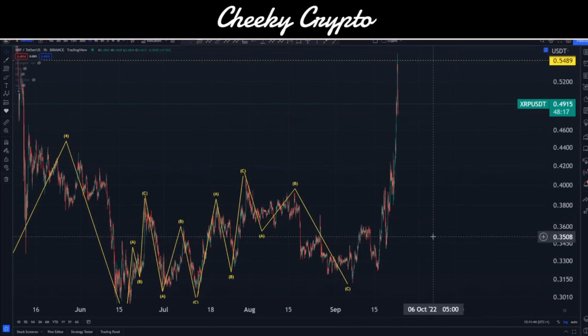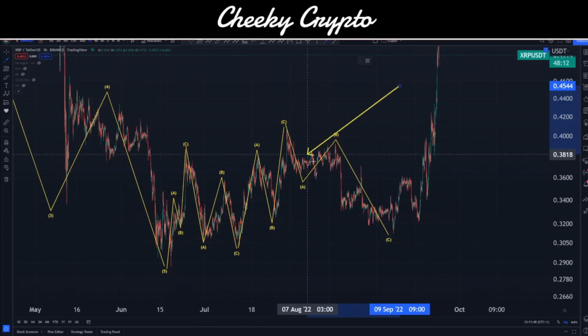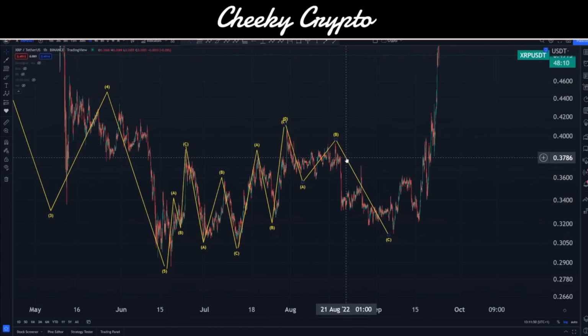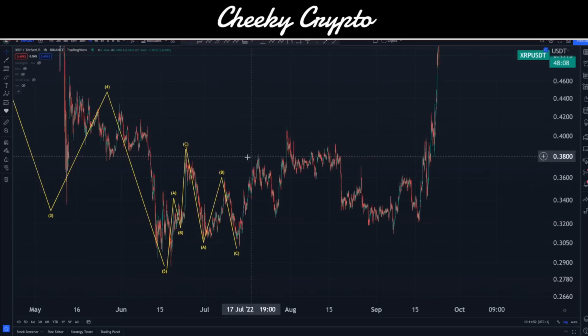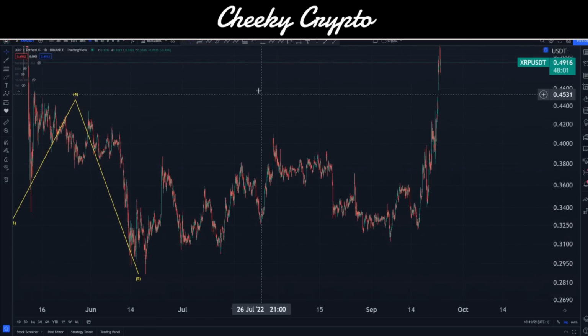Instead, this is a very impulsive structure. So it doesn't look to me like we have the requirement to say that this is a leading diagonal structure. And therefore, maybe we should be a little bit cautious, right? We want to be a little bit more optimistic about it. But at the same time, the data isn't quite where it needs to be.